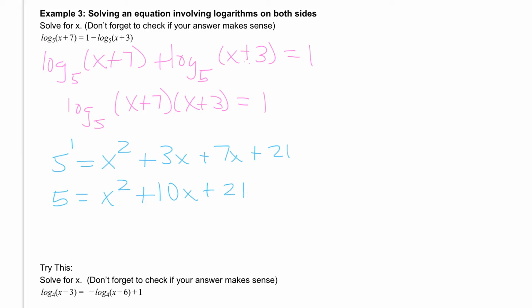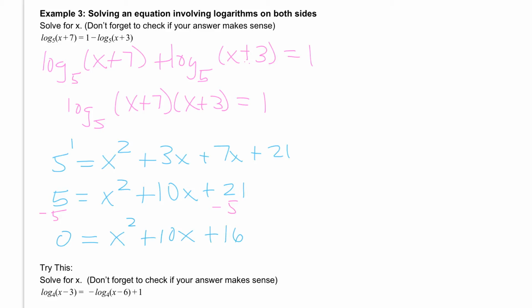Now I'm dealing with a quadratic. And to solve quadratics, you can either use the quadratic formula or factoring. And in order to do that, you need to have it set equal to 0. So our very first task is to subtract this 5 from both sides. And if we do that, we get 0 equal to x squared plus 10x plus 16.